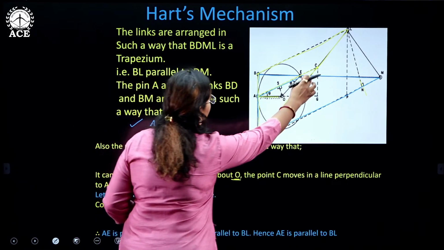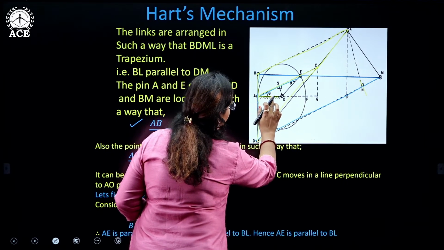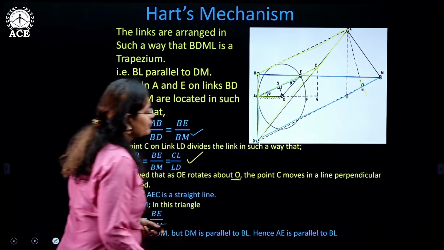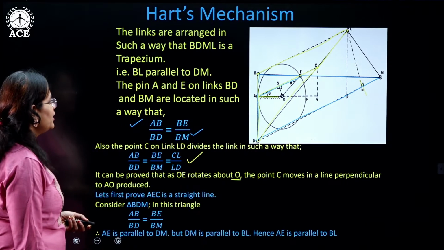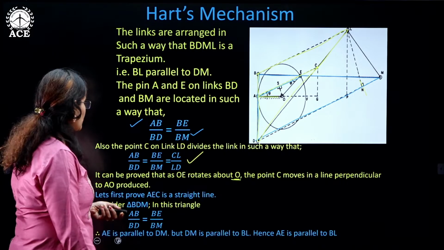And point C is perpendicular to this point, let's say the line that is producing the diameter over here till point G. So let us see how we can prove that. First of all, we have to prove that AEC is actually a straight line. So let us see how we can do that.